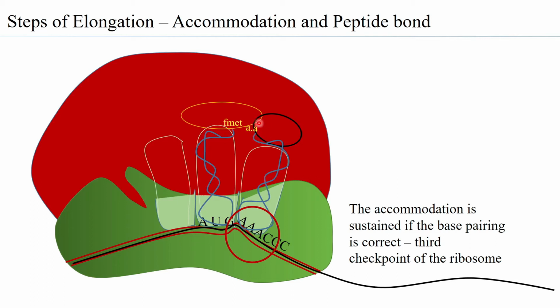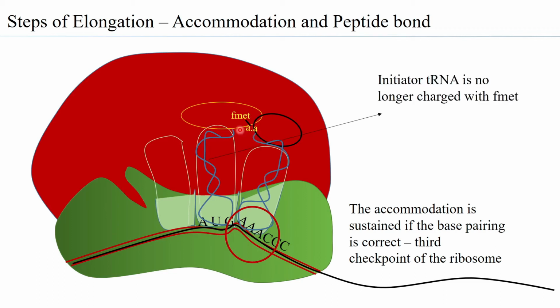So the incoming amino acid, its NH2 group, is able to cleave the acyl bond between fMet and the tRNA, and that acyl bond is a high energy bond. So the energy released due to breaking of that acyl bond is used by the 23S rRNA to form the peptide bond with the amino acid that has come in.